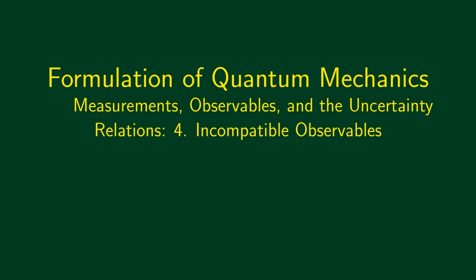We have discussed the measurement of commuting observables. We saw that these measurements are compatible with each other. This is the reason why we call them compatible observables. Okay? We can now talk about non-commuting observables, which we'll call incompatible observables.